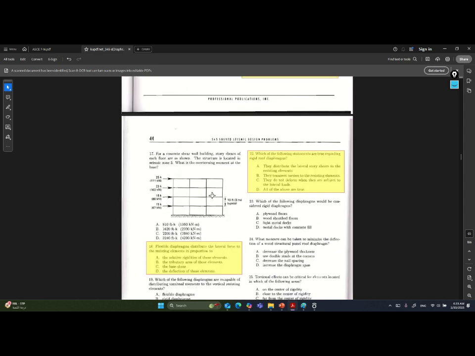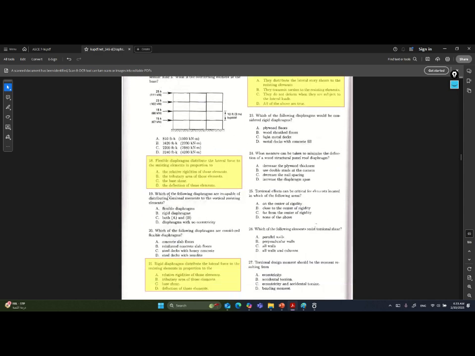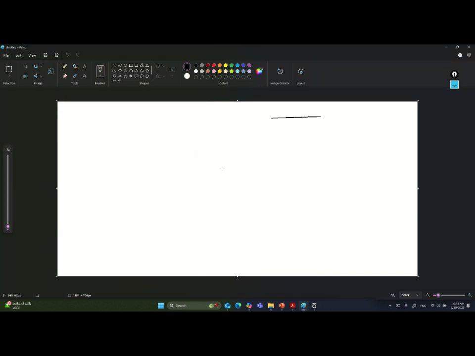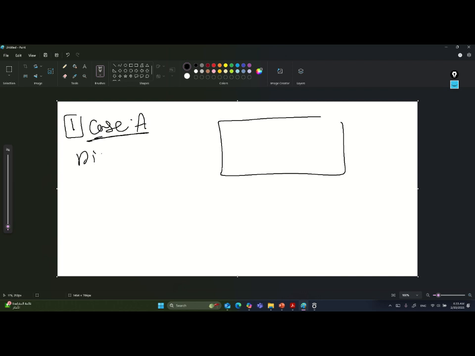It is very important, because in the exam he will not tell you if I have a flexible diaphragm or a not flexible diaphragm. So let's stop here. Okay, the main idea of the diaphragm, the main two questions. The first case A, if my diaphragm is flexible.